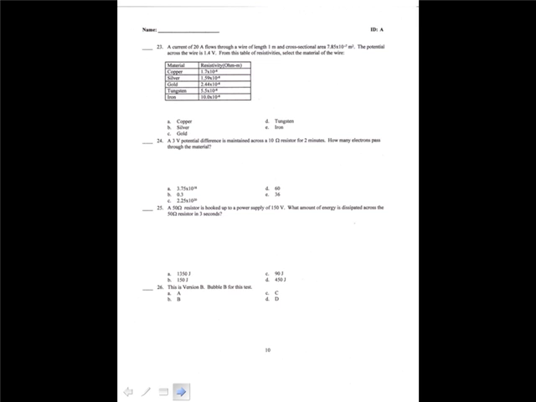Current of 20 amps flows through a wire of length 1 meter. Cross-sectional area given. Potential across the wire is 1.4 volts. From this table of resistivities, select the material of the wire. Well, I know that resistance is rho times length over area. I want to calculate the resistivity. That is equal to, or excuse me, R times A over L. However, I don't know the resistance, but I know V and I, the potential and the current, and V is equal to IR, so R is equal to V over I.